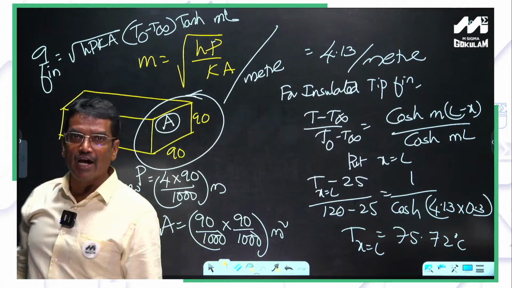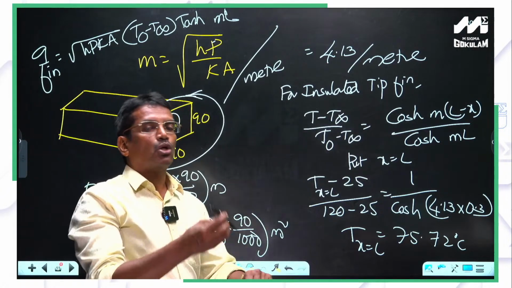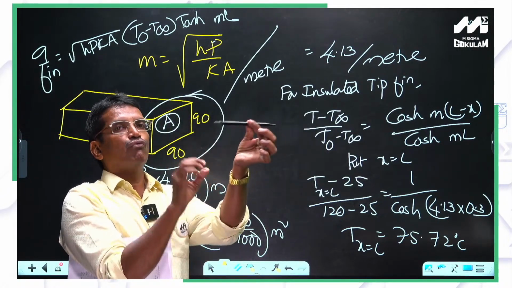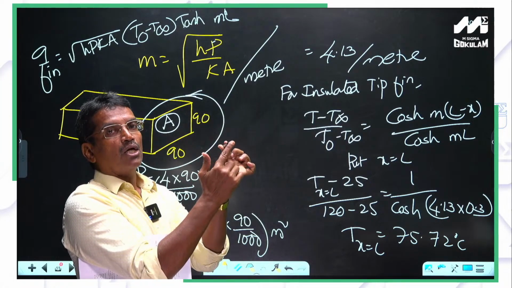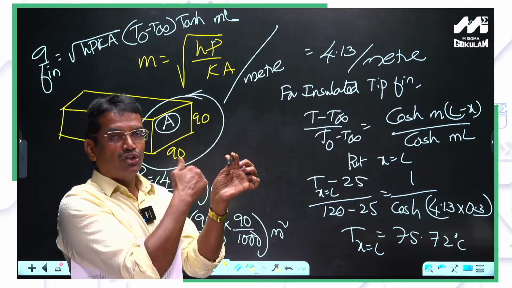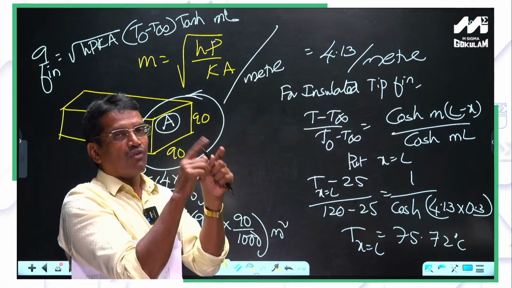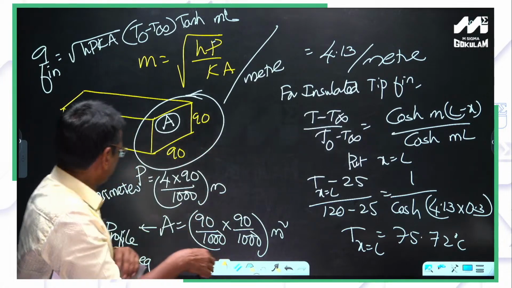P is the perimeter and A is the profile area, or the cross-sectional area of the fin. If this is a fin, this is the perimeter, and this area is the cross-sectional area or profile area. In this case, it is a square fin, therefore the profile area will be 90 by 90.